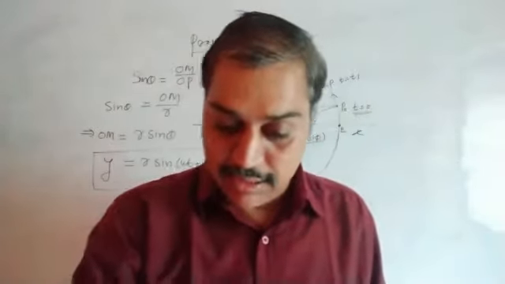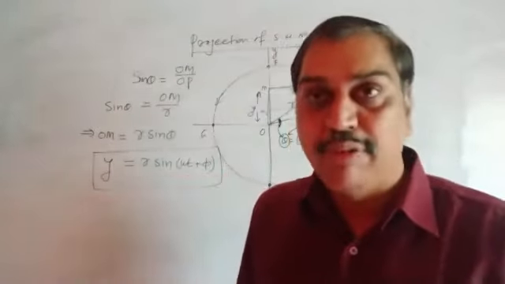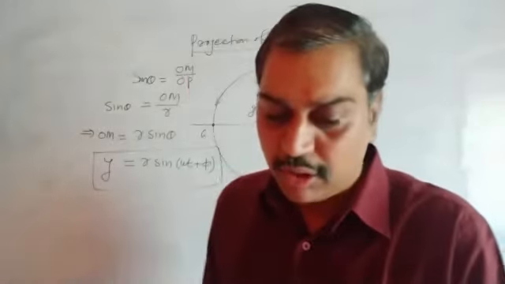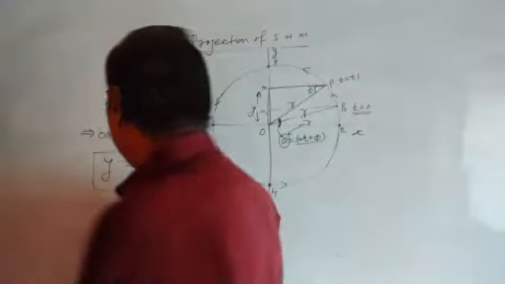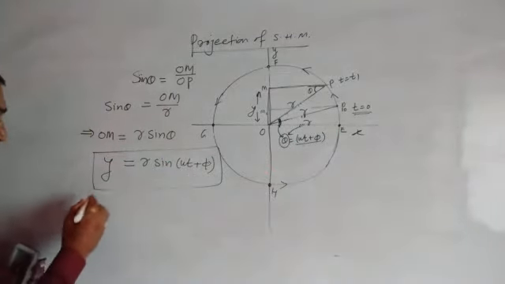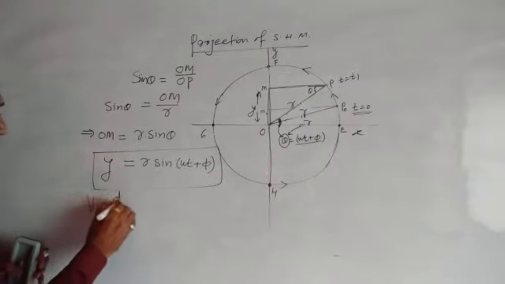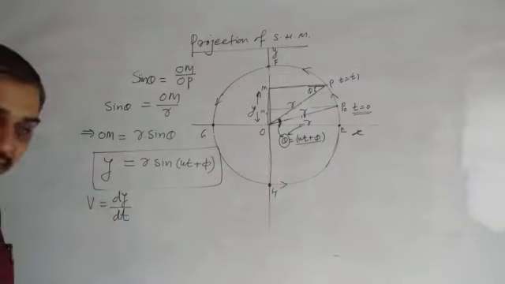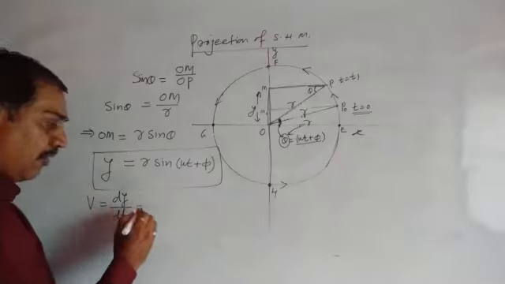Similarly, there is one next diagram, 5.5. No need to go to the diagram. Directly find out the projection of velocity. What is velocity, we know? This is a displacement in our case. Velocity is the rate of change of displacement with respect to time, dy by dt. Take its derivative. No need to go further.